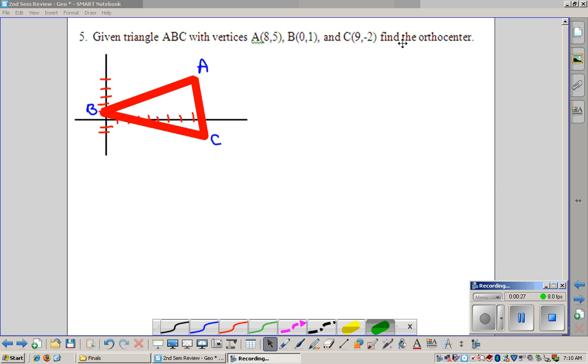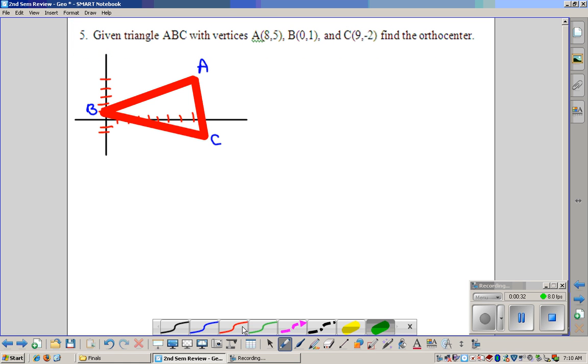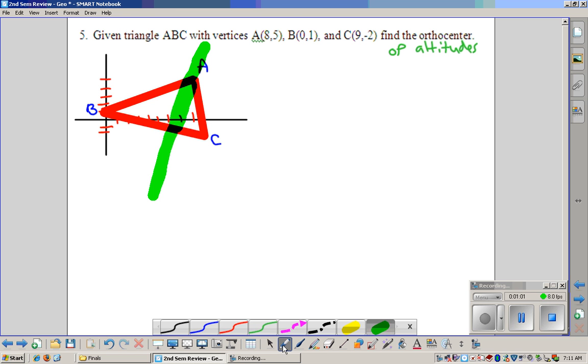So the orthocenter is the intersection, or the point of concurrency, of the altitudes. Okay, so if you can imagine, from point A we have an altitude that comes down like this, right, perpendicular. And where is that altitude going to cross or intersect with another altitude?